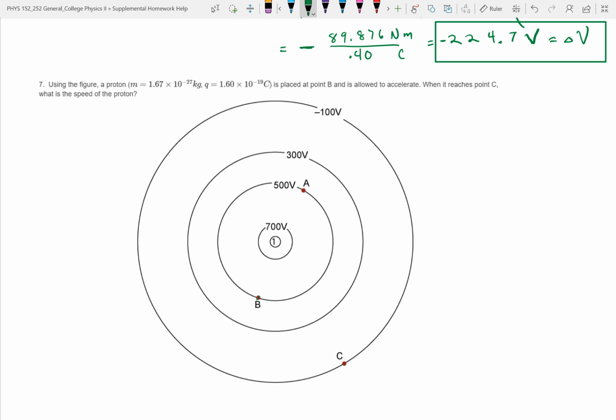Okay, so what information do you have that's going to tell you what happens? We have mass and Q. Okay, so we have.